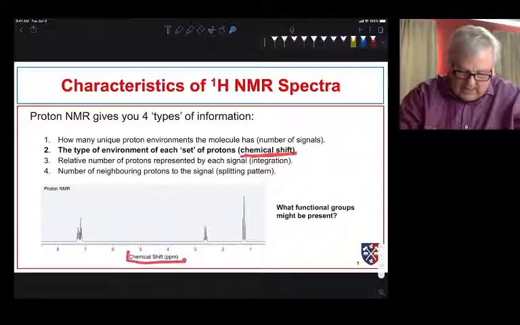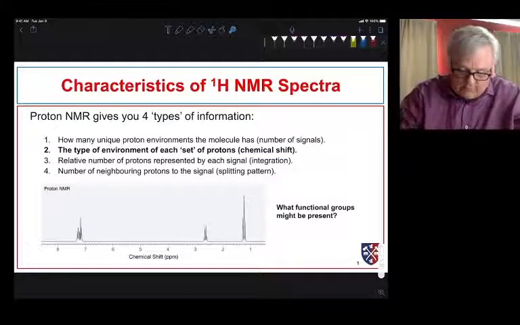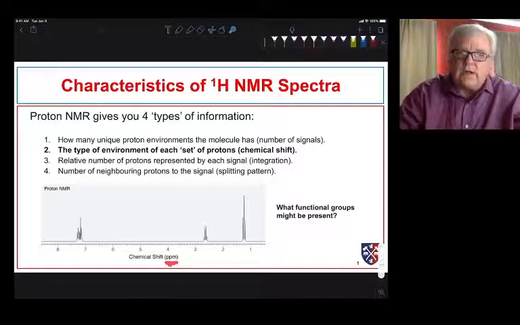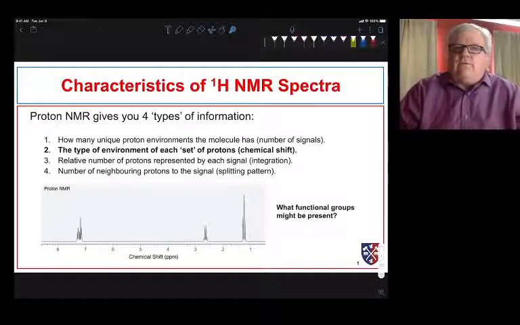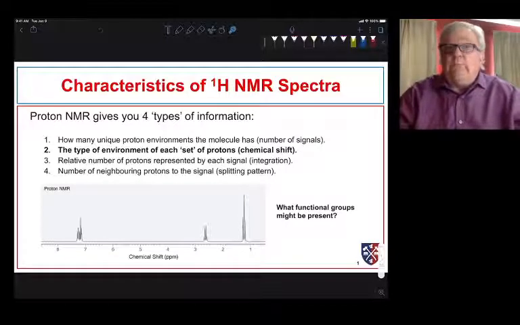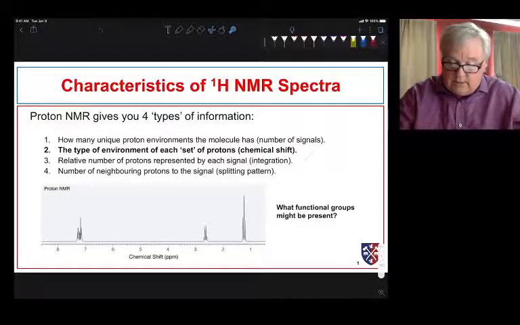Notice down here our axis is chemical shift and has a weird kind of units. We're going to talk a little bit first about where those units come from. We might expect that those units would have been hertz because we're looking at the different emission of the radio wave photon that comes off, and we would expect that to be in hertz, but it's not. So let's take a look now at chemical shift.